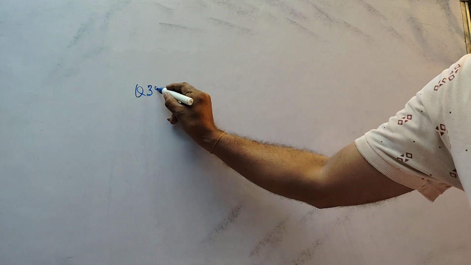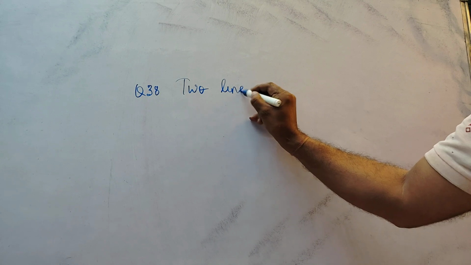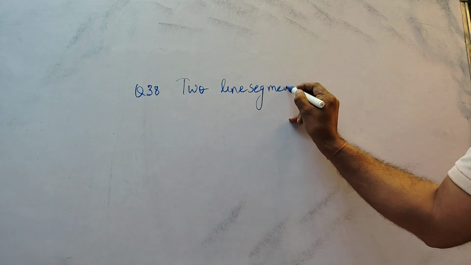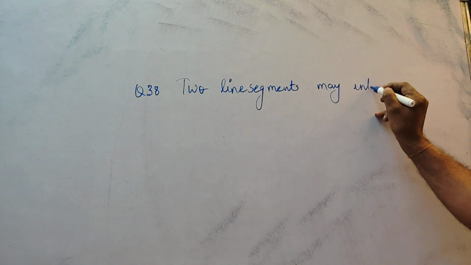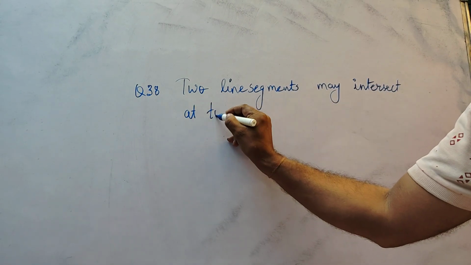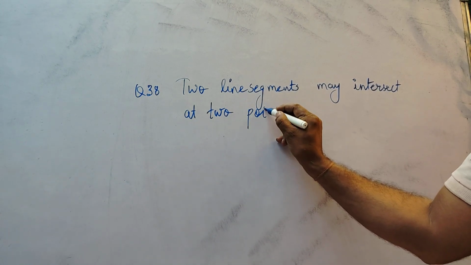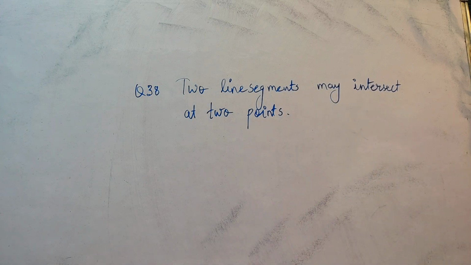Next, question 38. Two line segments may intersect at 2 points. Can you say whether it is true or false? Two line segments may intersect at 2 points.